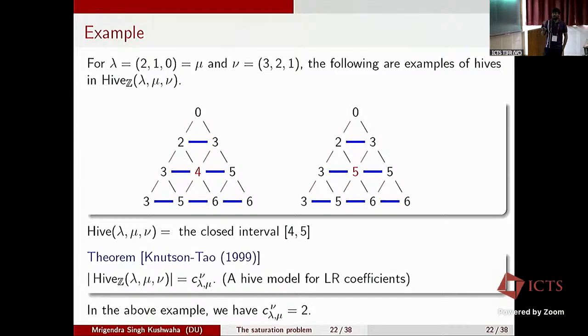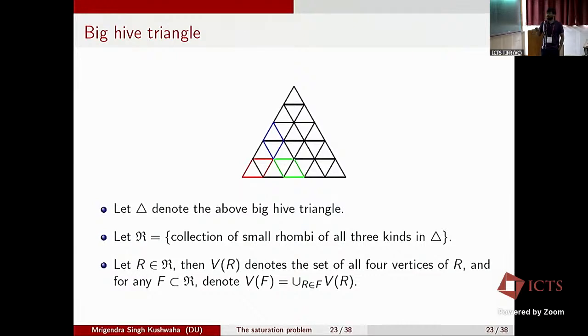Similarly, we want to find a Hive model for the refined LR coefficient. So let's see what those are. For that, we need some setup. Let's denote the big Hive triangle, and let script R be the collection of all small rhombi of all three kinds: left, right, or vertical. For any given rhombus R, let V_R denote the set of all 4 vertices. And for any subset F of R, we denote by V_F the union of V_R for R in F, containing all the vertices in F.